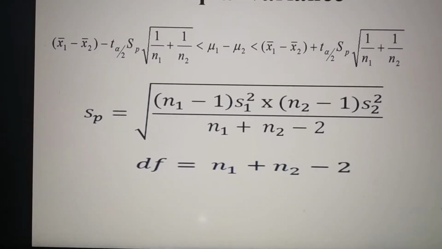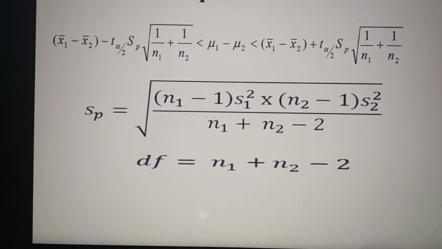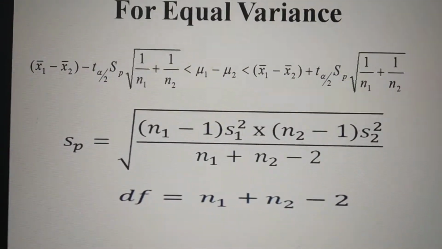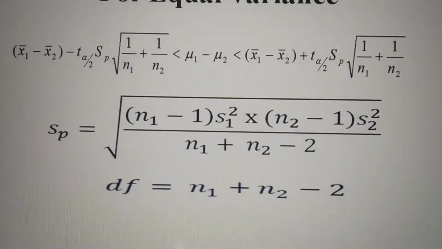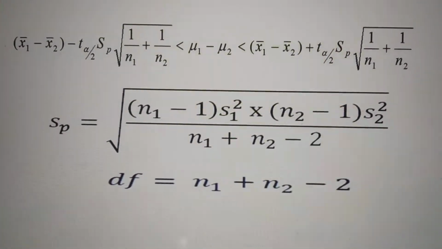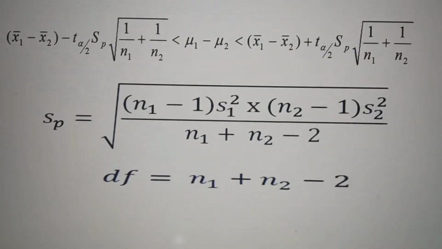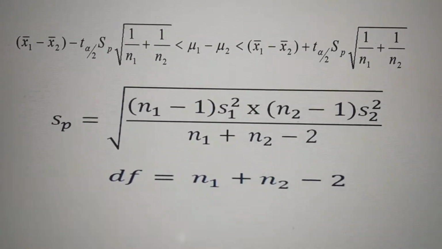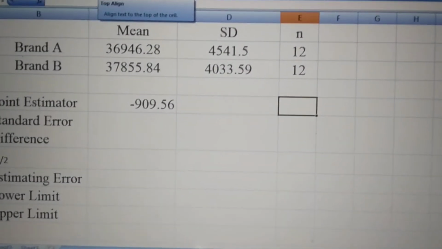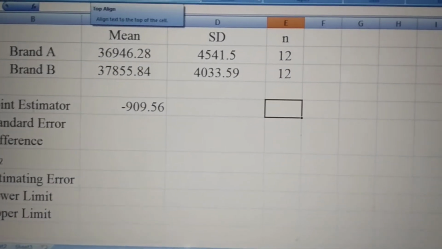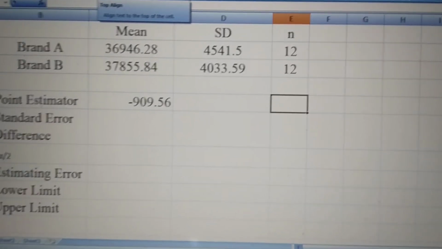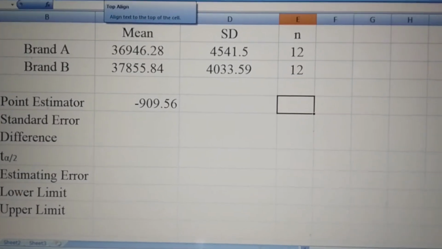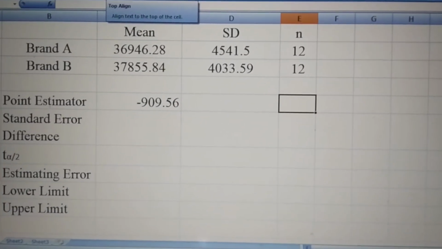For standard error difference we have to calculate sp multiplied by under root 1 upon n1 plus 1 upon n2. So before calculating SED, the standard error difference, we have to calculate sp. In order to calculate sp, we need the values of n1, s1, n2 and s2. So for that we'll move to the Excel file and we have these values. n1 is the brand A sample size and n2 is the brand B sample size, whereas s1 is the brand A standard deviation and s2 is the brand B standard deviation.